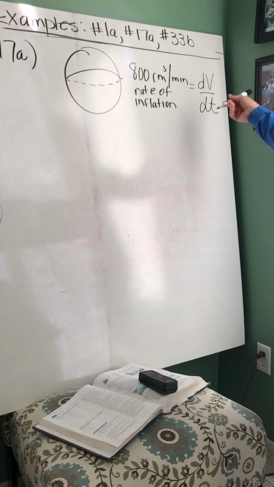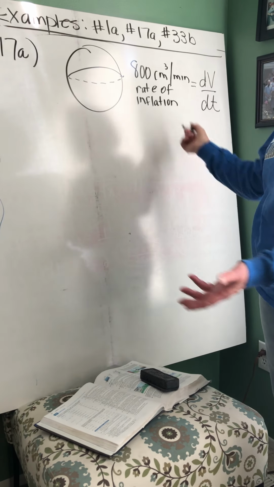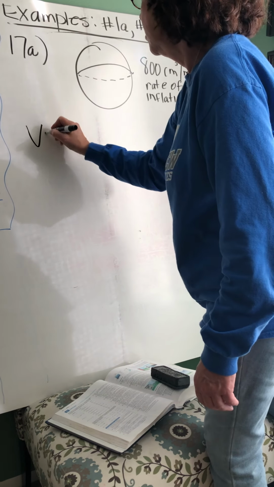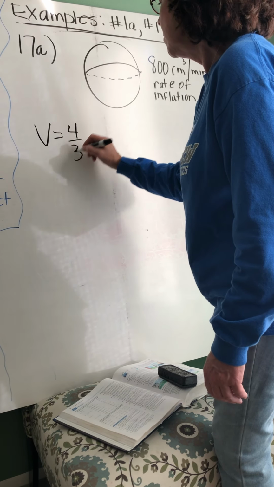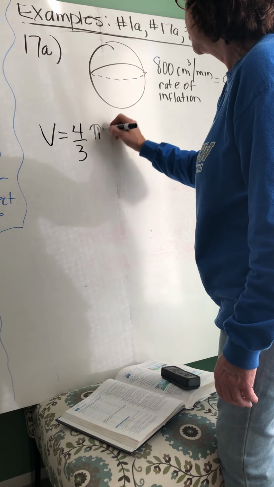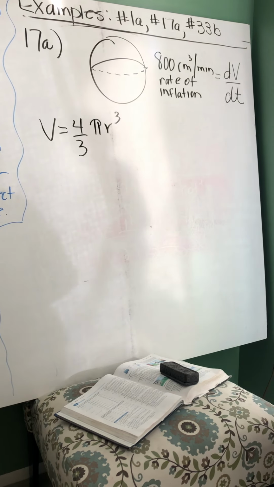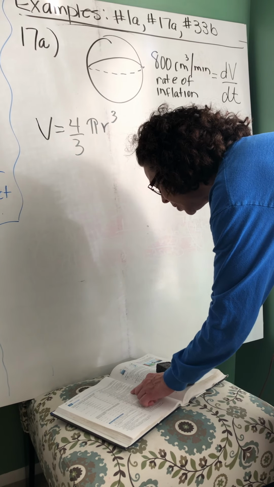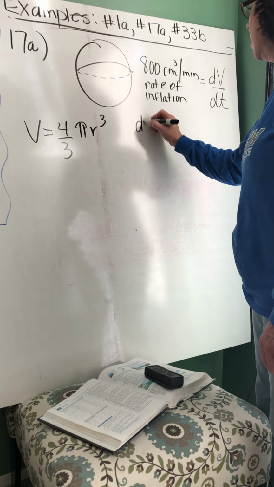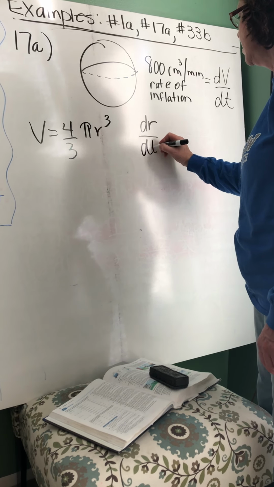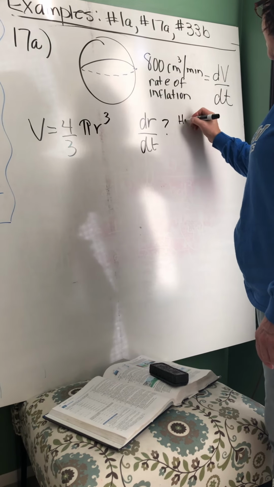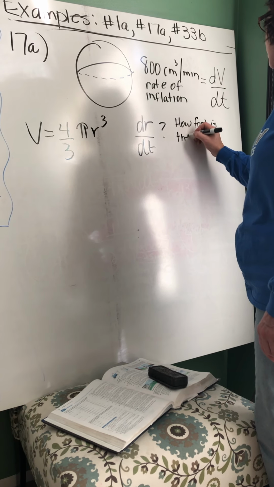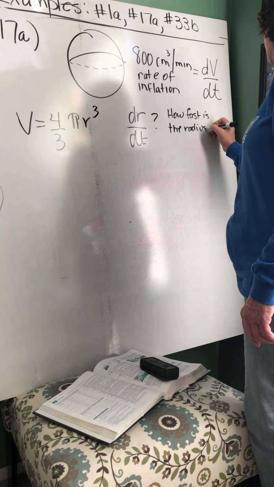Okay. Now, I just use this variable V. I don't see one anywhere. I need V, right? I know the volume of a sphere. Volume of a sphere is 4/3 pi r cubed. Let's keep reading. How fast is the radius of the balloon increasing? I'm going to call that dr/dt. It says how fast is the radius increasing.